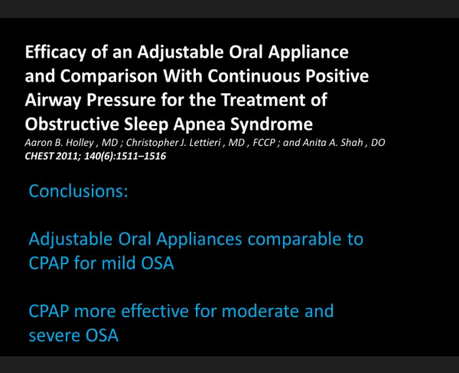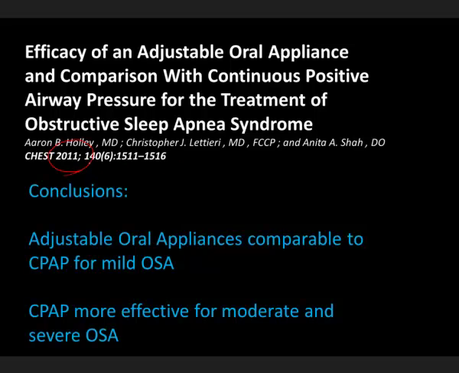And there's a whole lot of papers out there. You can go to PubMed and do a search on oral appliances, and there's a lot of papers. But I picked a few, and Dr. Lettieri here did one of the biggest studies out there now. This study was done recently. This was published in 2011 in Chest, so obviously a good journal.